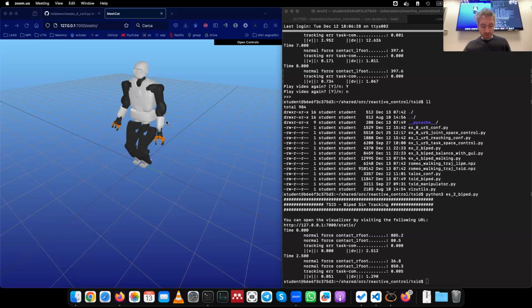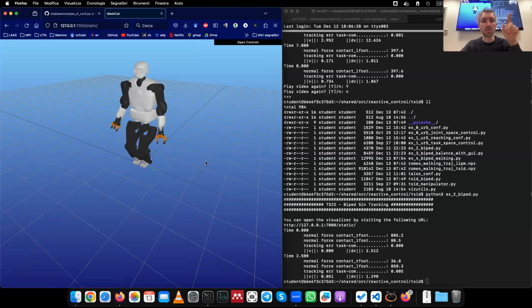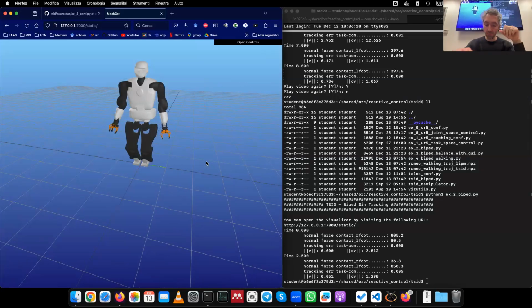So yesterday we were running this script x2 biped.py, which was making this biped robot follow a sinusoidal trajectory with the center of mass. And I think we stopped right after the first execution, where we just verified that the thing worked. But before moving on, I would like to play a bit with the script.